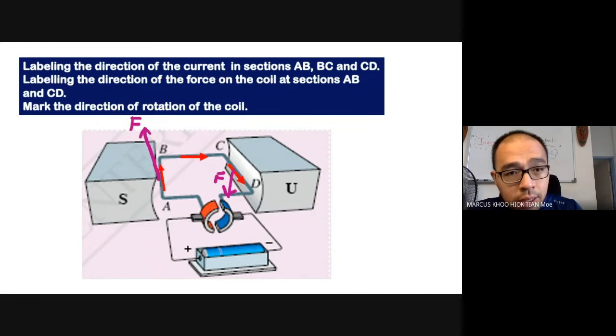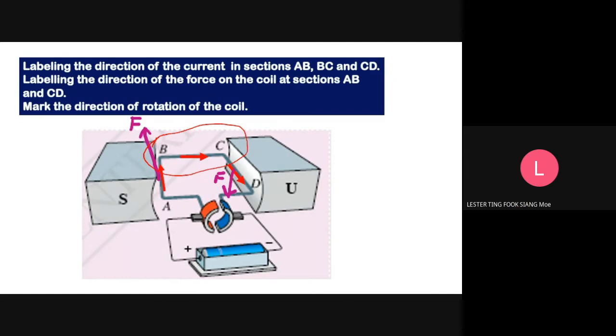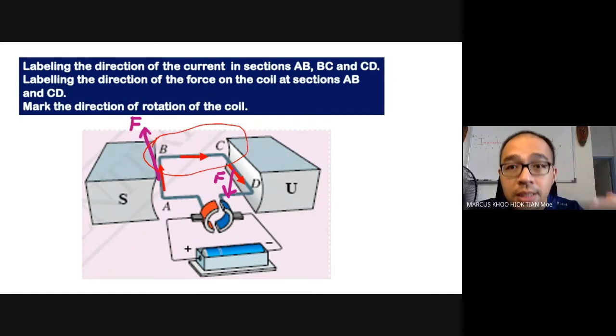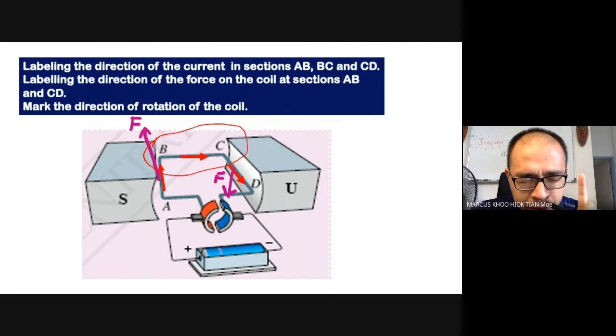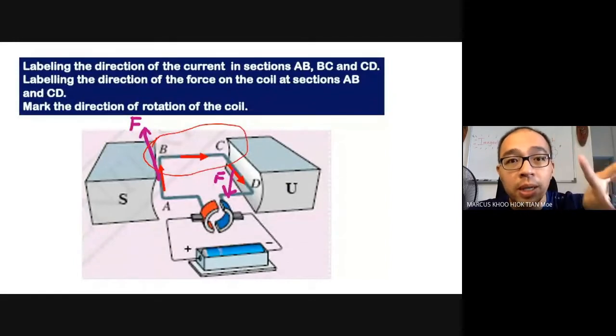Okay, but the question that needs to be asked is, why are we not talking about BC? BC also got current flow. Why is there no force on BC? Anybody? Because it's parallel to the magnetic field. Very good. Okay, because the direction of the current is parallel to the magnetic field. Okay. Lorentz force only works when all these three are perpendicular to one another.